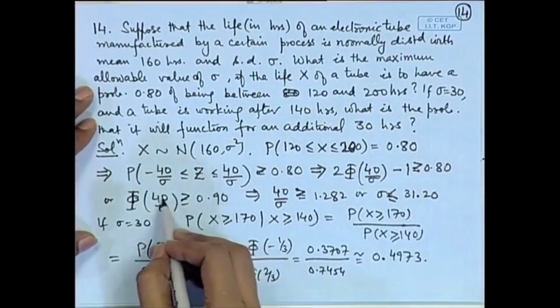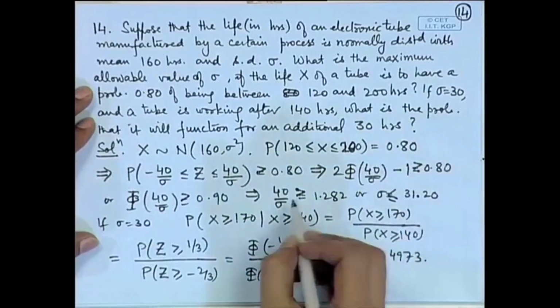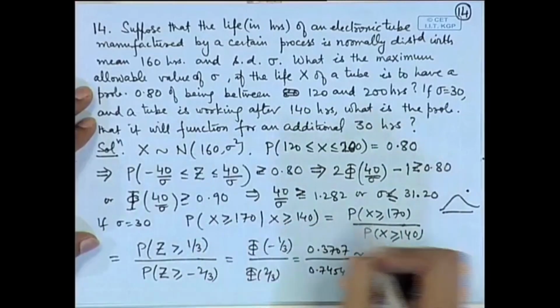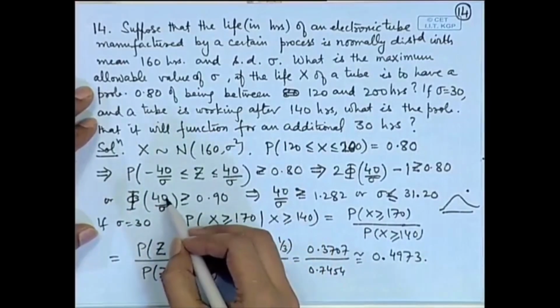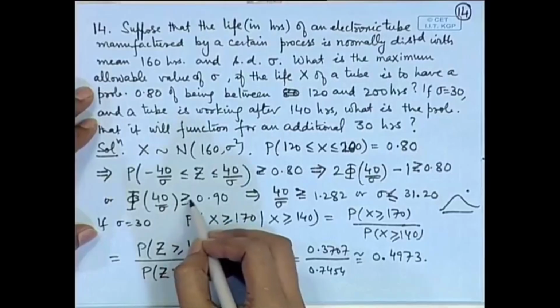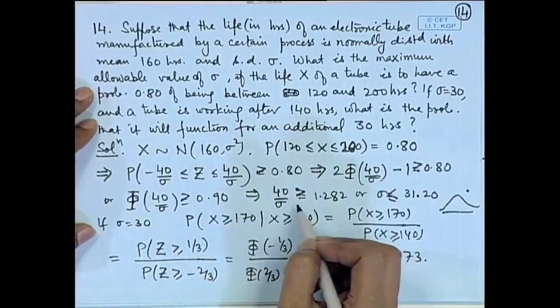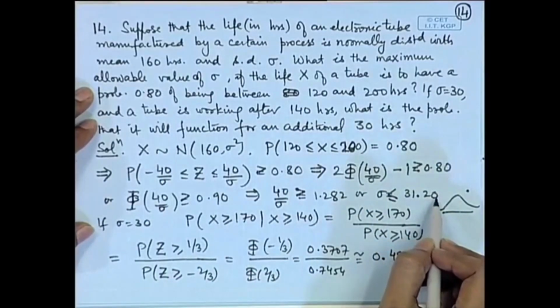From the tables of the normal distribution, we see the point where the probability is more than 0.90, such that phi of 40 by sigma is greater than or equal to this. So, we can calculate this and sigma turns out to be less than or equal to 31.2.